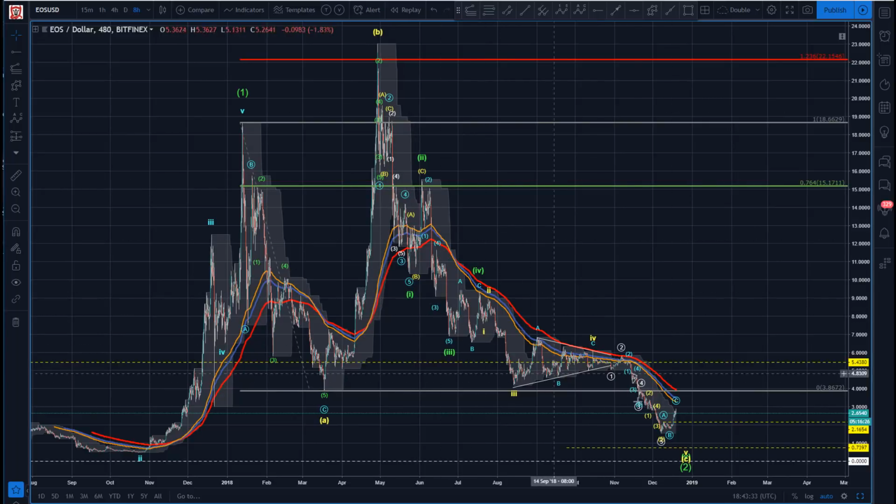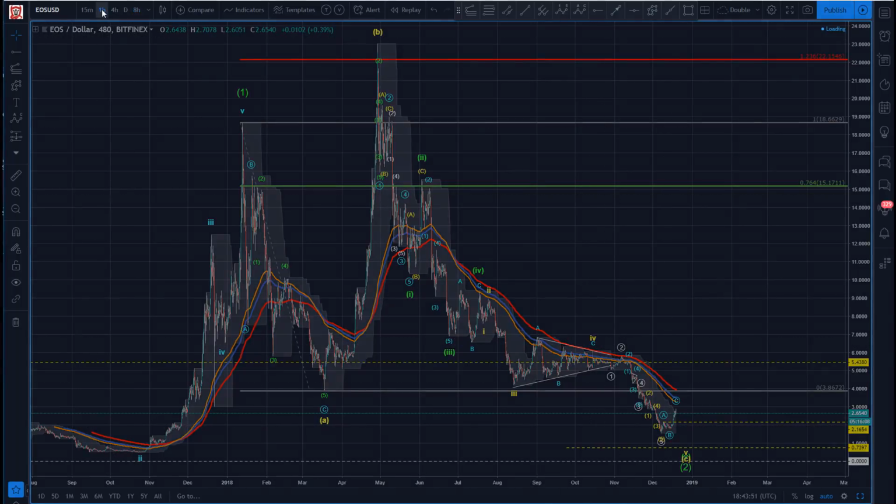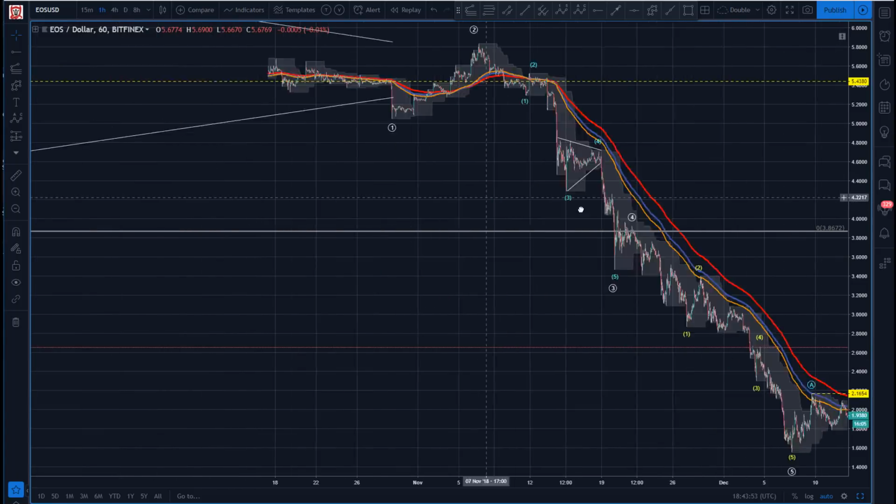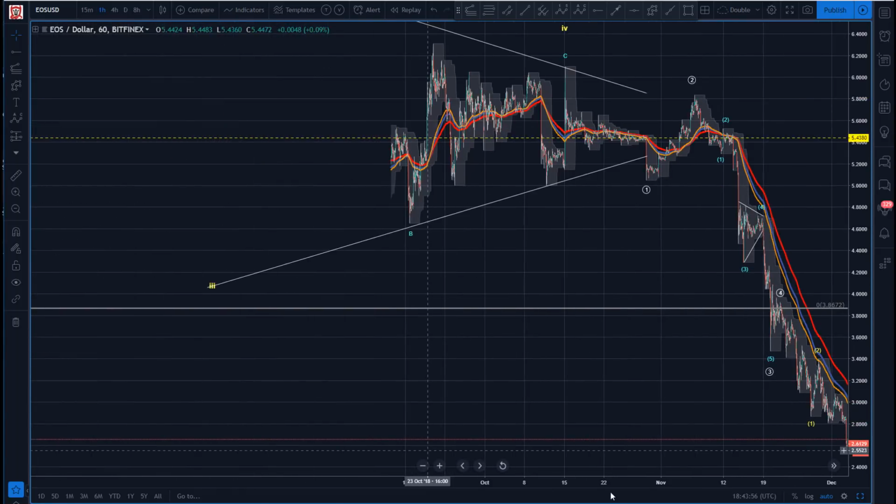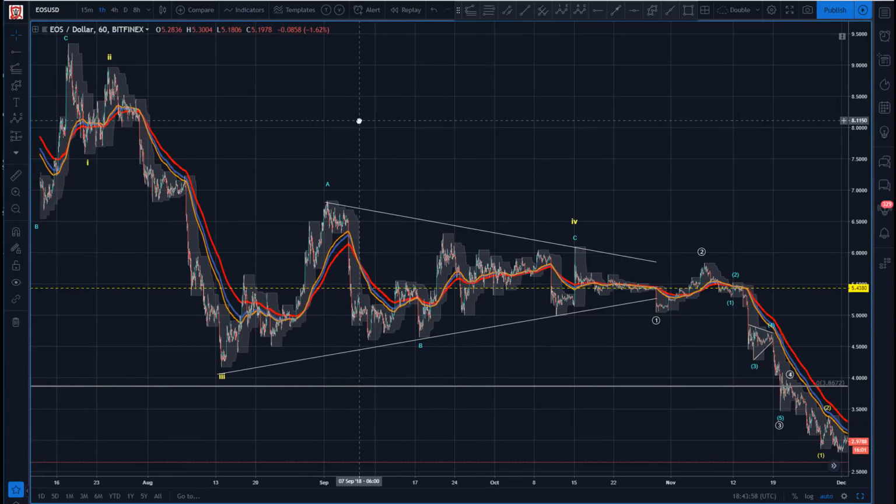No matter how we slice this, it's a difficult count to get a grip on. So I think it's a contender. We're operating on the assumption that this is our 4 here, and we've gone into a 1, 2, 3. We go into a triangle for the 4, and now we're trying to finish. So I'm going to go from the 8-hour down to the hourly. Yeah, so here's the part that's tricky.